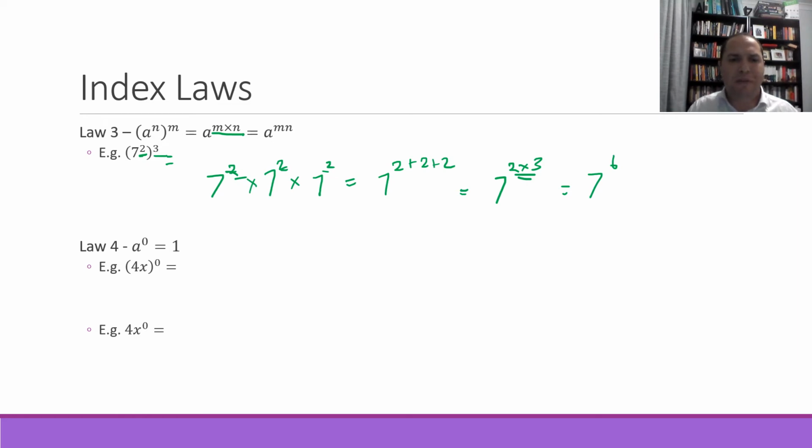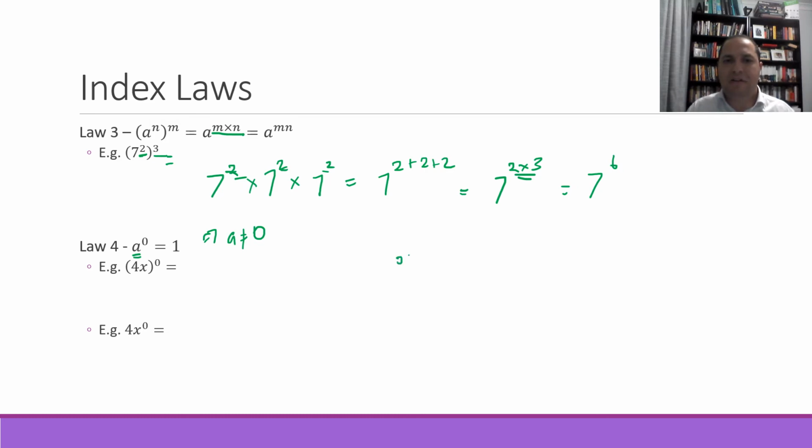Now the fourth law, a to the power of 0, or anything to the power of 0, except for 0, so a can't equal 0. Anything to the power of 0 always equals 1. Let's have a look at why that's the case.